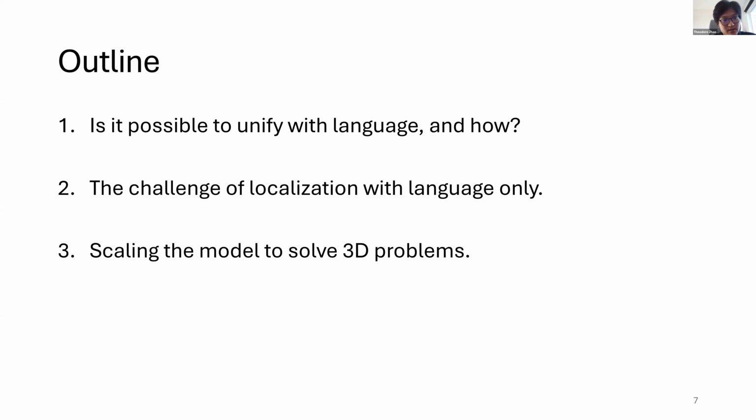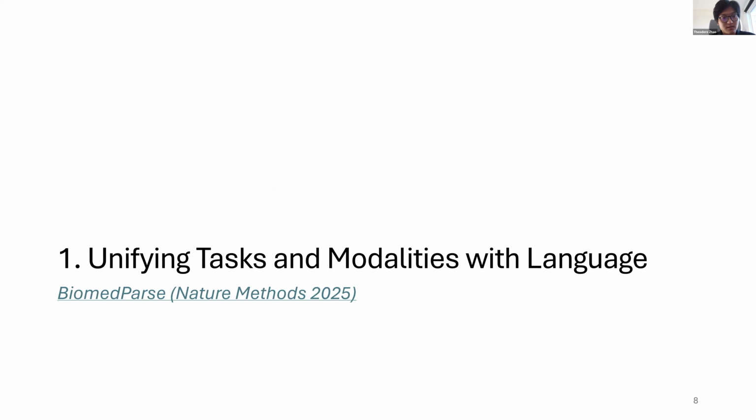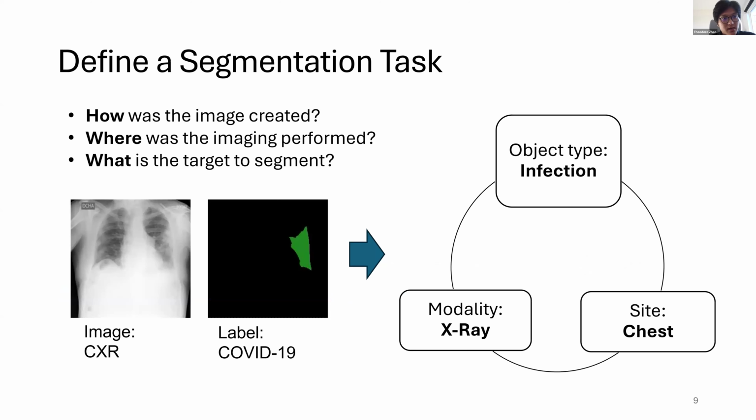And in the third part, I will talk about how we can scale a 2D model to solve 3D problems. So let's go to the first part. The first part is unifying tasks and modalities with language. And the first thing that we did in order to solve this task is to define a segmentation task.